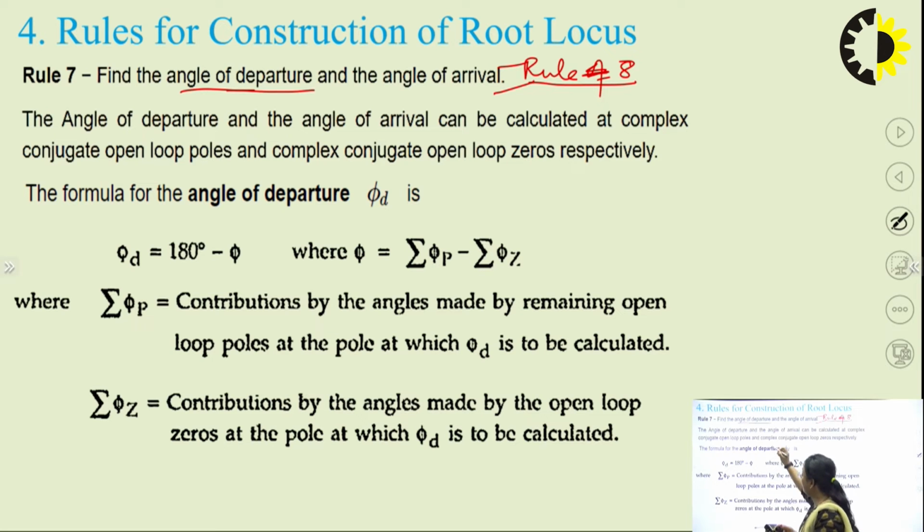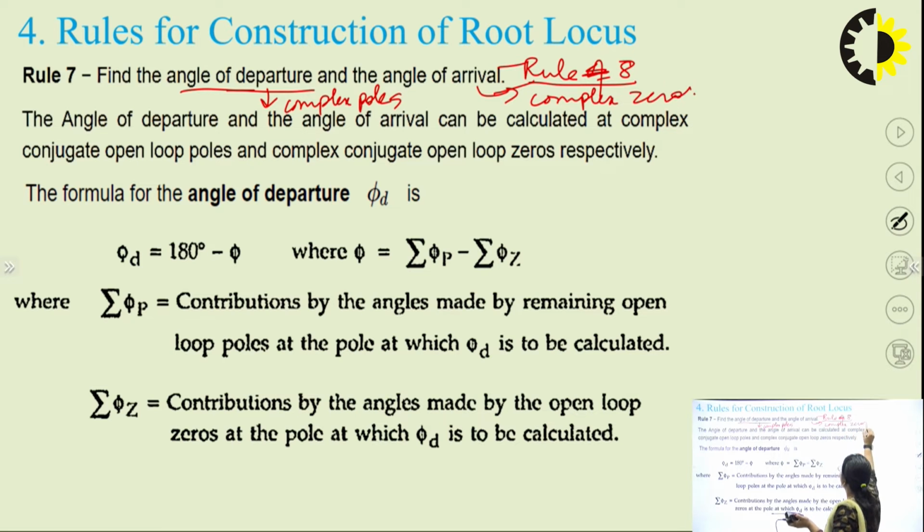So angle of departure is used in case of complex poles, right? And angle of arrival is used in case of complex zeros, right? So how this angle of departure, complex conjugate poles and zeros, right? How this angle of departure and arrival can be calculated.